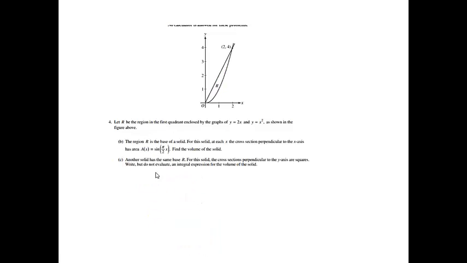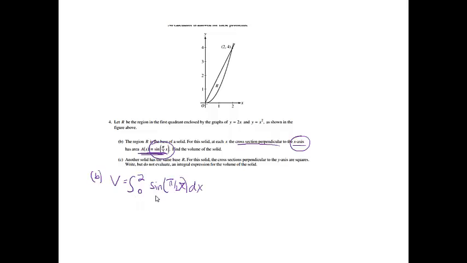Okay, part B, the region R is the base of a solid. For the solid, at each x, the cross-section perpendicular to the x-axis has area given by the expression shown. Find the volume of the solid. Well, to get the volume from cross-sections, we're going to do volume equals the integral, and since we're on the x-axis, it's going to be an x value to an x value, so it will be 0 to 2. We usually have to do a side trip to get the area, but they nicely gave me the area. Wasn't that kind of them? So I know that's my area, and then I'm pretty much set to do the problem.